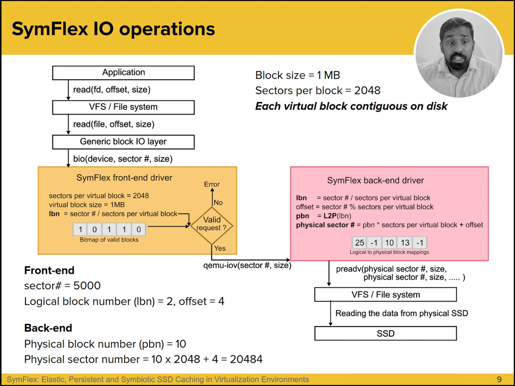The back-end driver divides the request into sub-requests if the request crosses the physical block boundary and issues separate requests to the physical media for each physical block in the request. Suppose an application is trying to read sector 5000. It is the fourth sector in the second logical block. Since the second logical block has a valid mapping, the front-end driver forwards the request to the backend. In the backend, the corresponding physical block number is 10, and it issues a request to read the fourth sector in the 10th physical block from the physical SSD device.